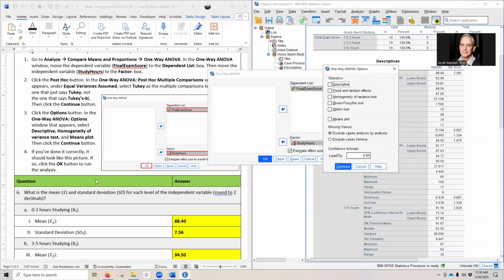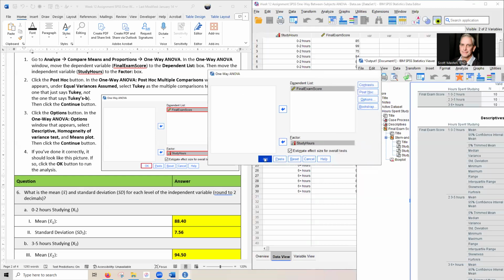Under options, did I tell you guys to get a mean plot? Good, because I get a mean plot. You want descriptives, and you want homogeneity, and you want mean plot. Descriptive, homogeneity, mean plot, continue, and okay.